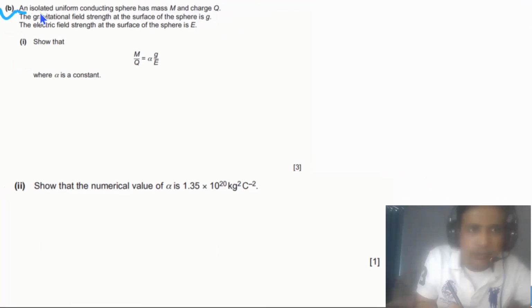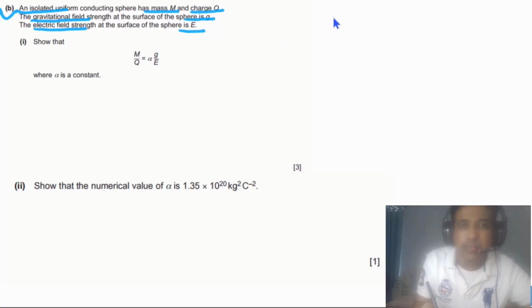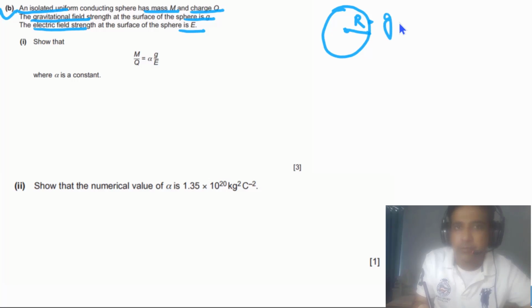Part B says an isolated uniform conducting sphere has mass capital M and charge capital Q. The gravitational field at the surface of the sphere is small g and electric field at the surface of the sphere is capital E. So we can imagine we have one small sphere. Then the distance from the center of the sphere to the surface is capital R. And the value of g at the surface is given, that is equal to small g. This has to be equal to G capital M divided by R squared.